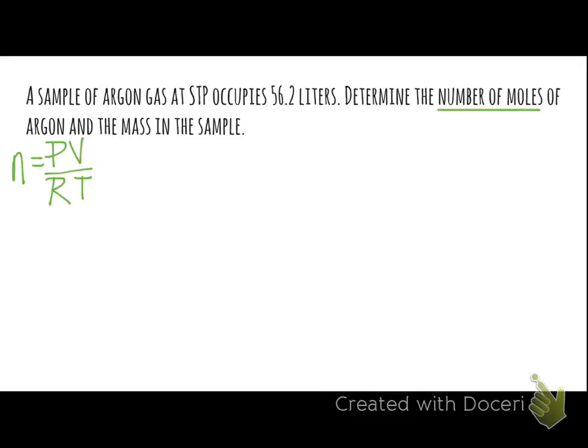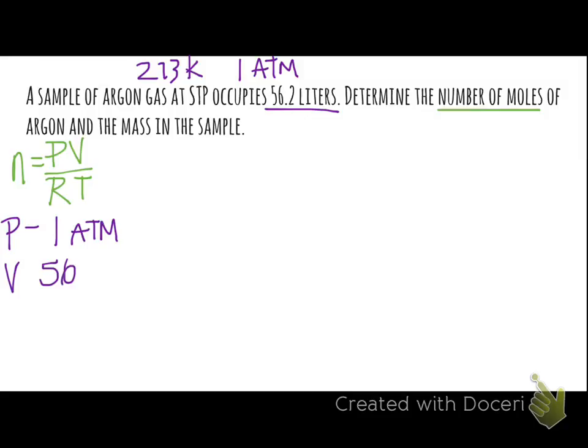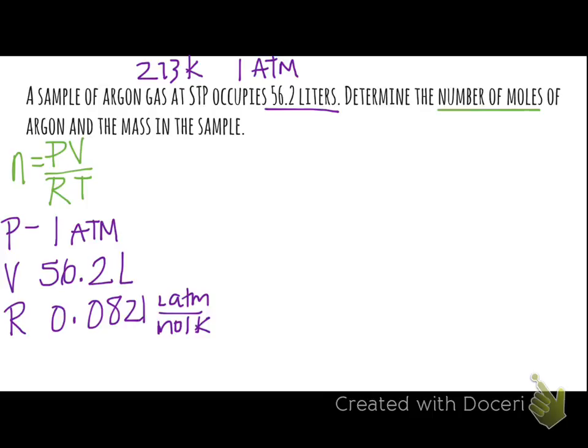Now, STP, we should be thinking 273 K and 1 atm. So my P is 1 atmosphere. My V, given in the problem, 56.2 liters. My R, 0.0821 liter atmospheres per mole Kelvin. And my temperature is STP, so that's 273 K. Okay, so all my units look okay. They're all going to cancel. So let's go ahead and plug them into our equation. So we are using this.